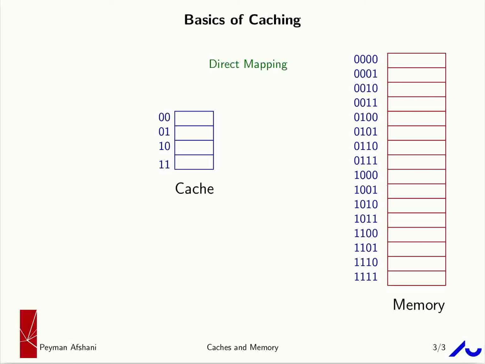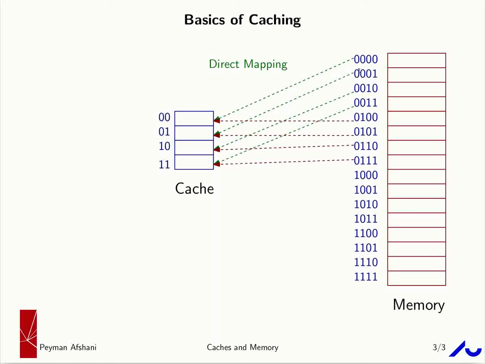So one way to assign memory locations to cache is through direct mapping. In this way, every memory location can be stored in only one specific location in the cache. Assume we have a memory that has 16 memory cells, and we have a cache that can store up to 4 items from the memory. Direct mapping does something like this. You take the first element of memory and you map it to the first element of the cache, the second to the second, and all the way, and then you wrap around.